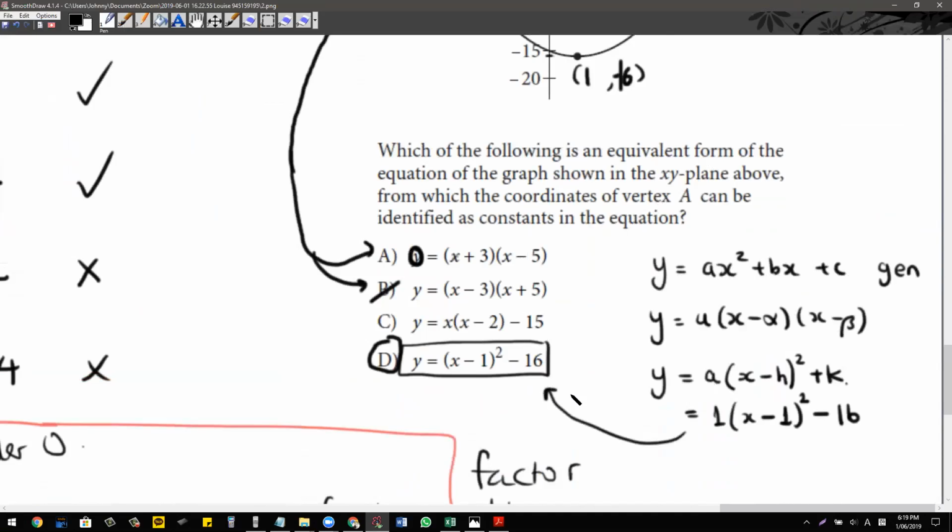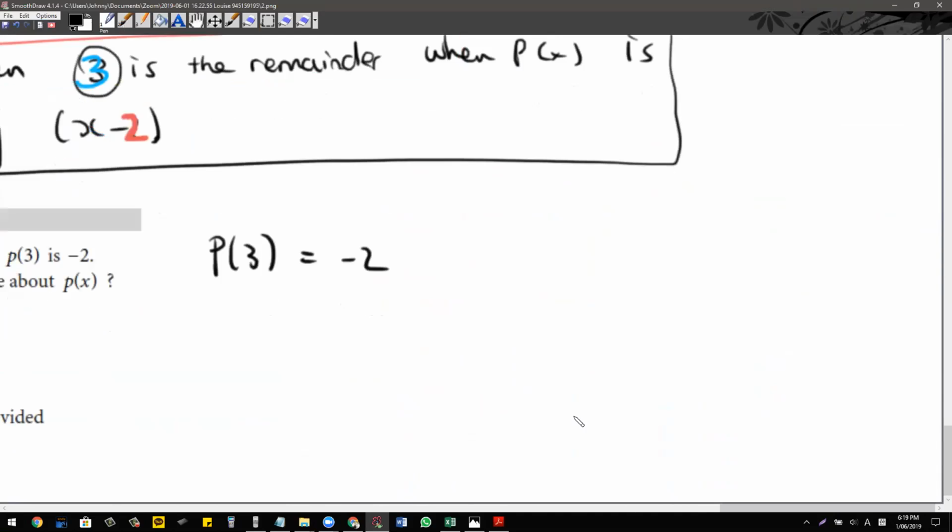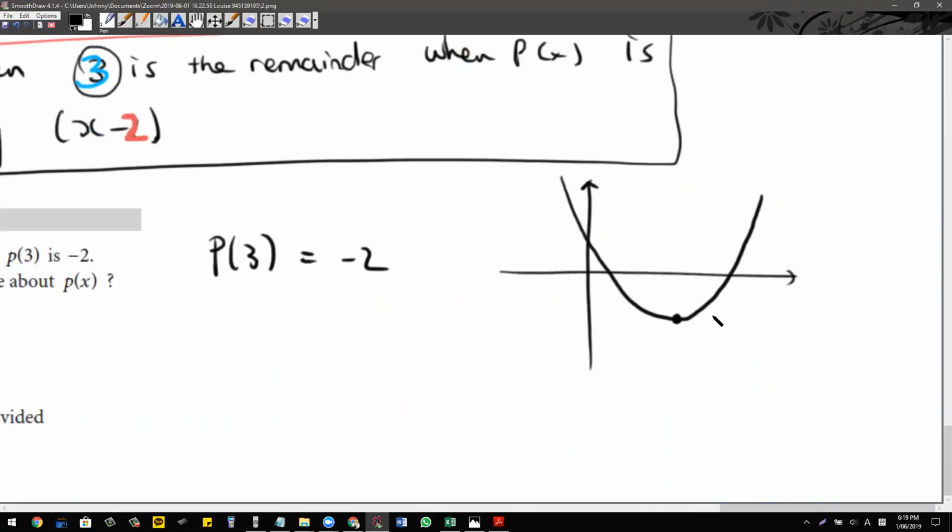I want you to try this one then. Find the equation for this. The vertex is (3, -4), and let's say this point is 1. I want you to find the equation of this in this form. You need to figure out a, h, and k. So I'll leave that as homework.